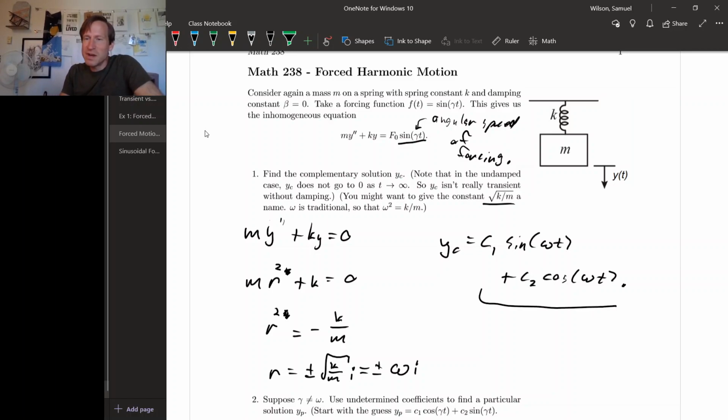Now, this is the transient, but in this particular case, because the damping is exactly equal to 0, this transient doesn't actually go to 0 as time goes to infinity. That's not going to matter so much for the rest of this handout, but keep in mind that in actual physical systems, the damping is never exactly equal to 0, and so this complementary solution, this transient, would go to 0 as time goes to infinity. Go ahead and pause the video and work on number 2.